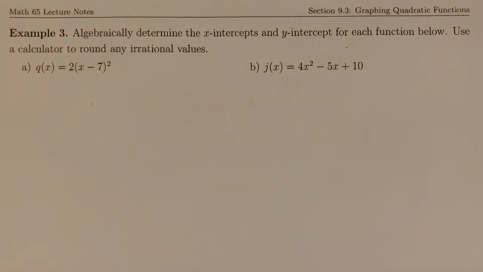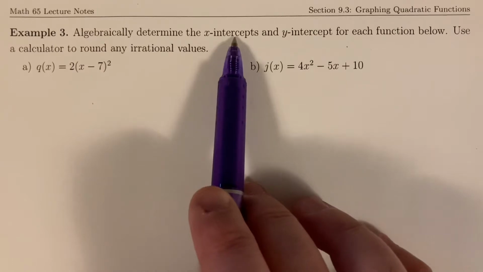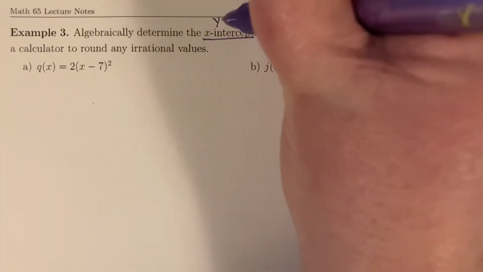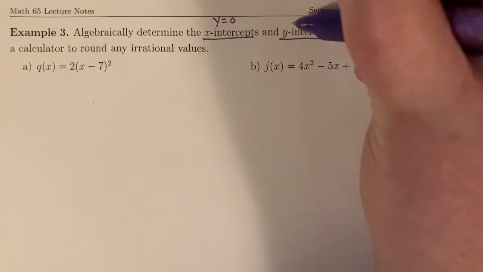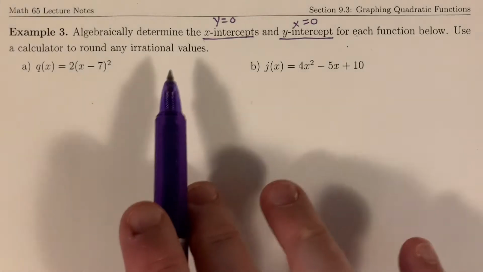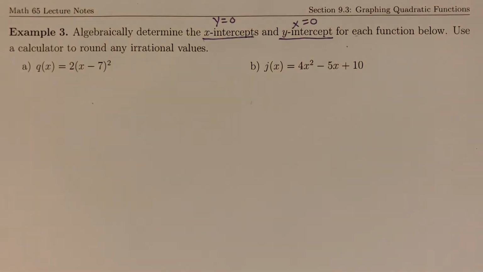Let's do some more examples of finding x and y intercepts of quadratic functions, in other words, parabolas. Algebraically determine the x-intercepts and y-intercepts for each function. X-intercepts means y equals 0, y-intercepts means x equals 0. Use a calculator to round any irrational values. That just means square roots that don't fully simplify.